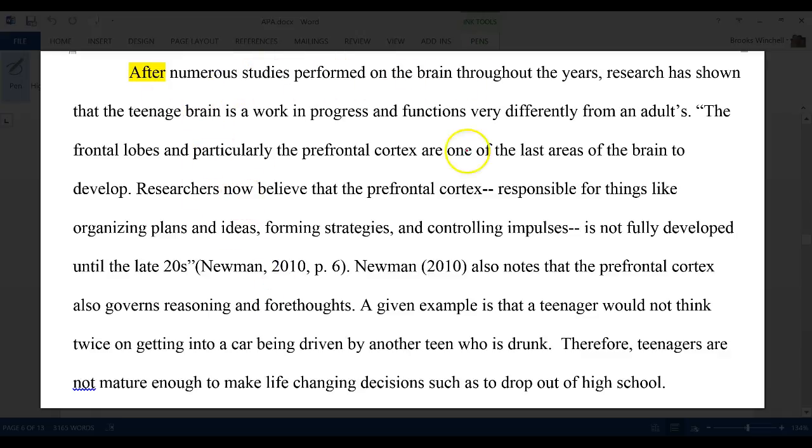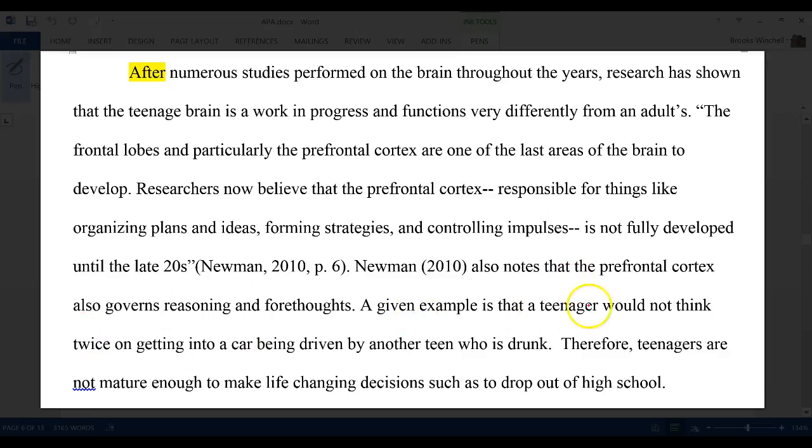After numerous studies performed on the brain throughout the years, research has shown that the teenage brain is a work in progress and functions very differently from an adult's. The frontal lobes, and particularly the prefrontal cortex, are one of the last areas of the brain to develop. Researchers now believe that the prefrontal cortex, responsible for things like organizing plans and ideas, forming strategies, and controlling impulses, is not fully developed until the late 20s. Newman, 2010, page 6. Newman, 2010, also notes that the prefrontal cortex also governs reasoning and forethoughts.